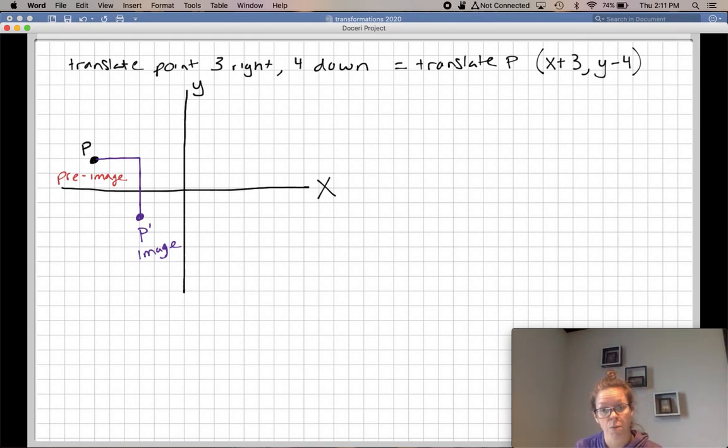So that's one type of problem that you're going to have: taking a point and then translating it to its new location by either those words or by the x's and y's. And a second kind of problem that you're going to have gives you the picture.